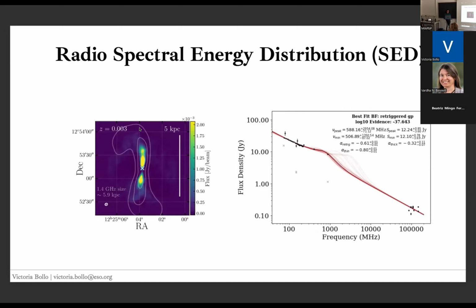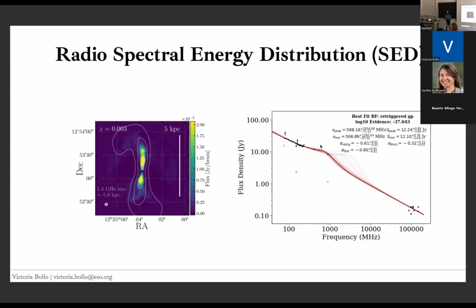This is the map. Here we have the continuum moment map for a source that has these extended jets, and overlaid is the radio emission. You can also see the 1.4 gigahertz size for this source. This is the redshift, and we also constrained some radio SEDs.